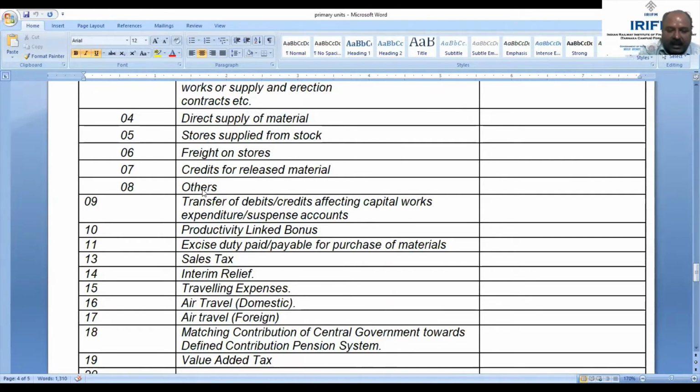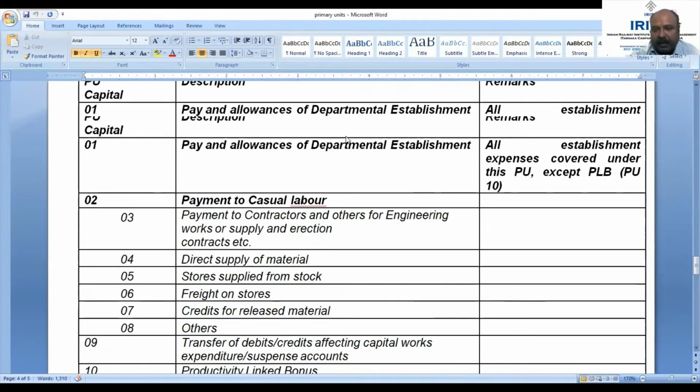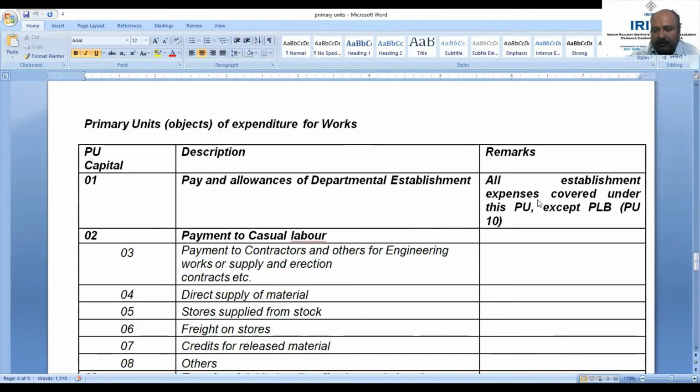And this is the second PU for booking staff related expenditure, that is the PLB. Other than PLB, all other staff PUs come under 01, because the establishment on the work side is very small. That is the reason there is no distinction between basic pay, DA, HRA, traveling allowance. So all these expenses are grouped under a single PU, except bonus.